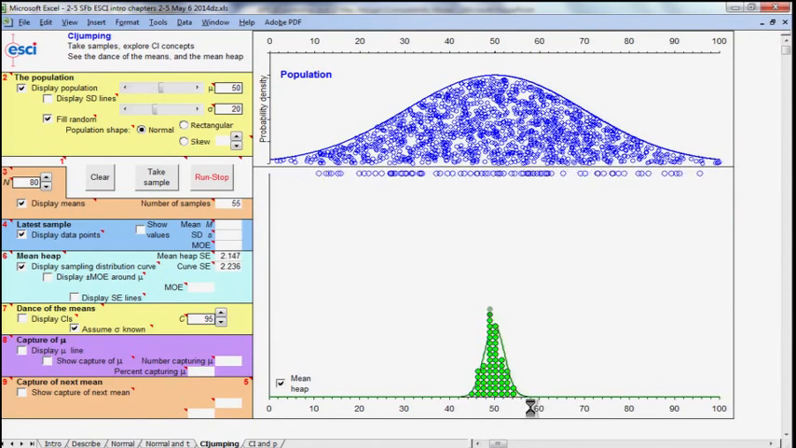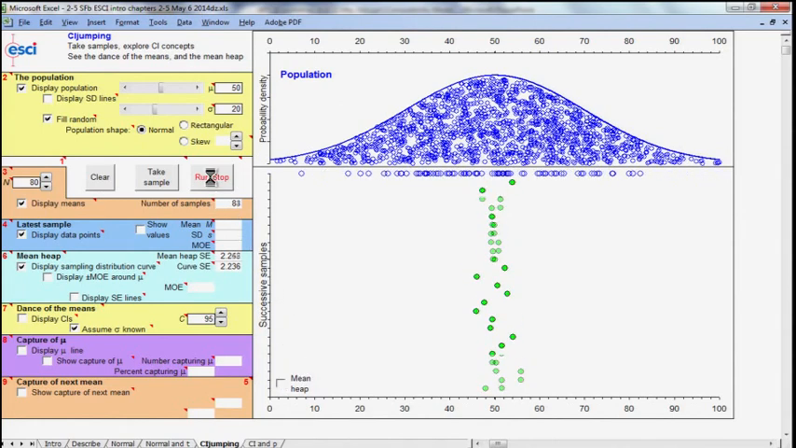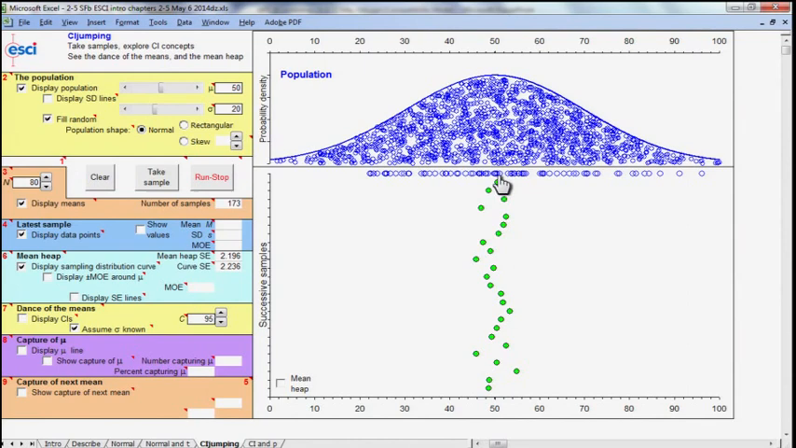Suppose I go to larger samples, so let's clear all that, samples of say 80, four times as large, and I do the same thing. I'm going to build up this sampling distribution. It's narrower. Of course it is, because in each of our samples, we've got four times as many points. If we look at the dance of the means, it's much narrower and tighter. That's why it's worth the extra time and effort and cost of taking bigger samples, because on average, the sample means will be closer to the population mean.